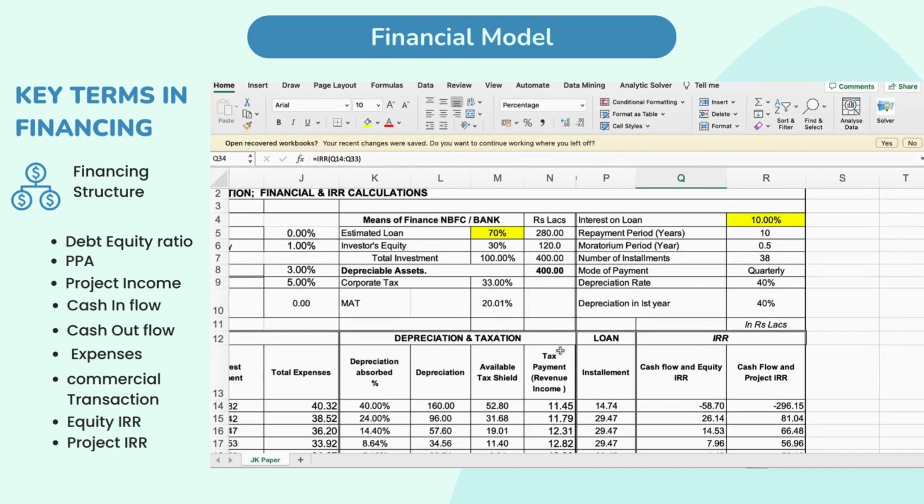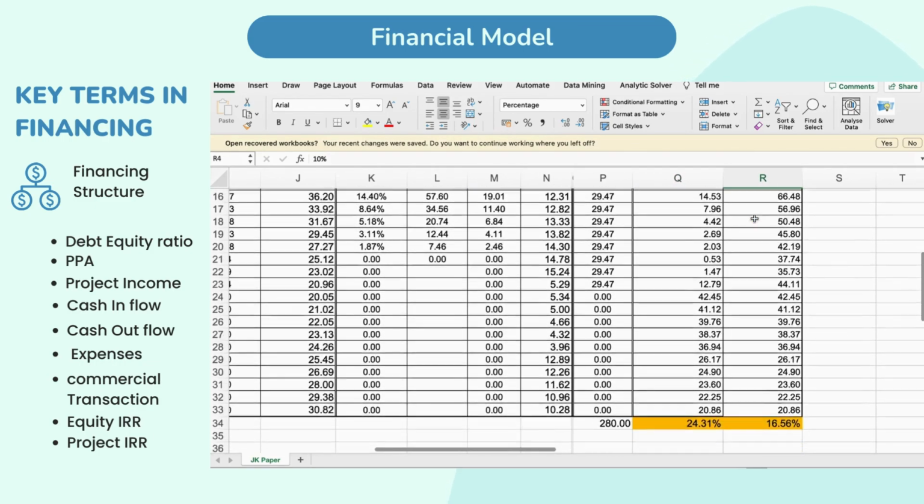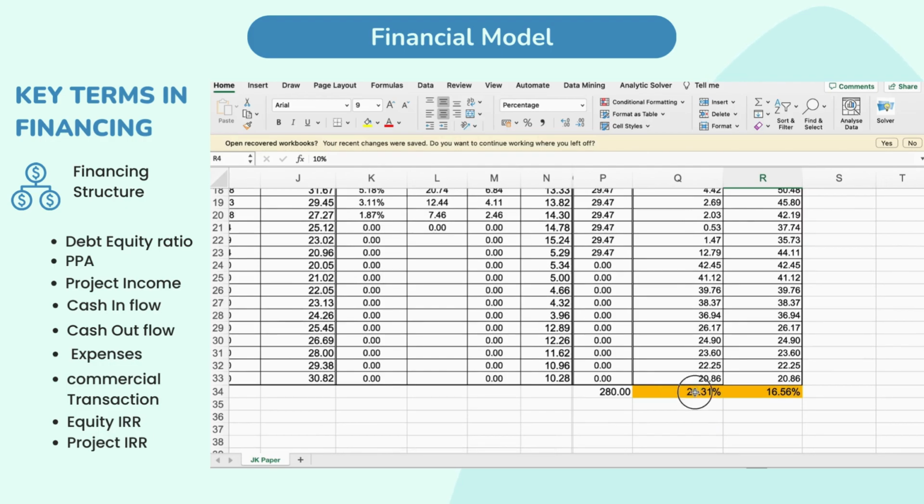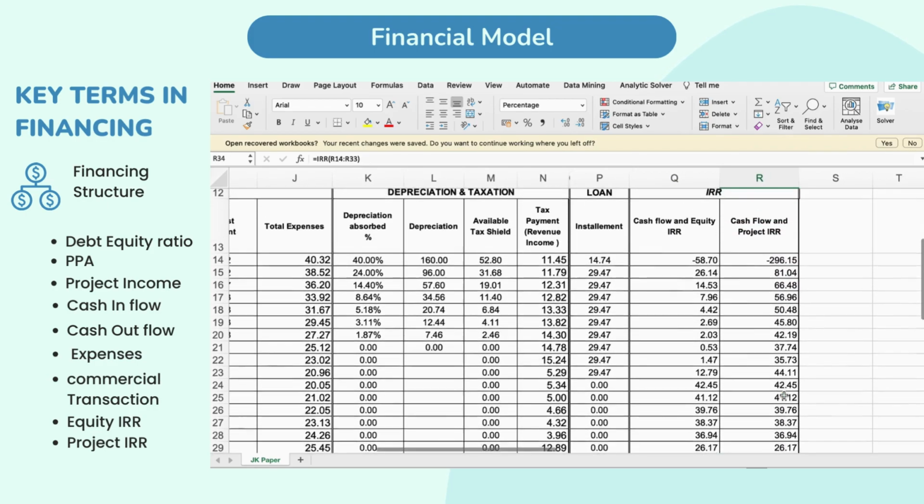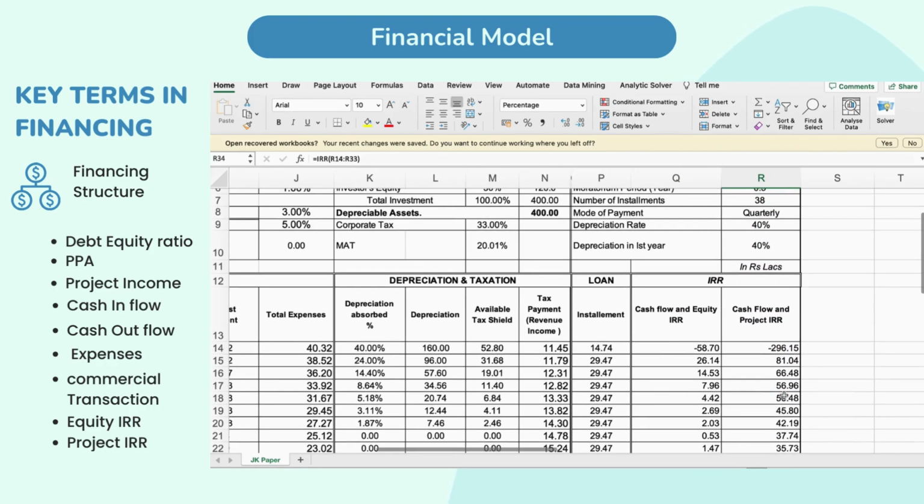Now, it is important to understand whether this IRR is reasonable or not. So if your interest rate is 10% and the project is giving you a return of 24% as equity IRR or 16% as project IRR, that means you are good to go for this project.